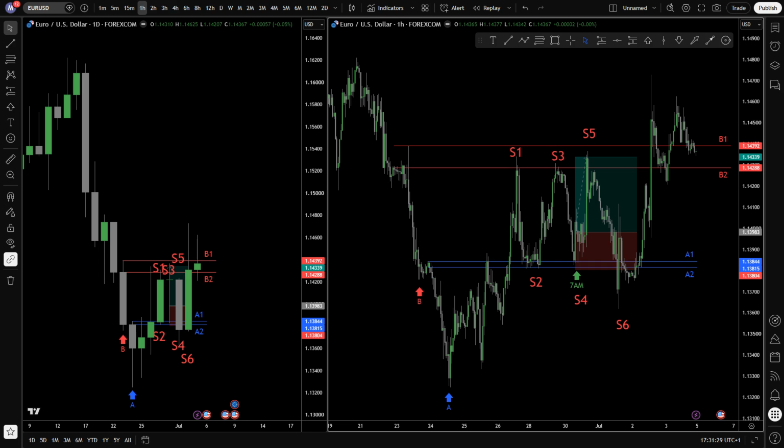What I didn't expect was for price to rally from S5, break above both S1 and S3, and then come back to take out S4 before continuing higher. Looking back, that made the long trade much riskier than it appeared at the time.